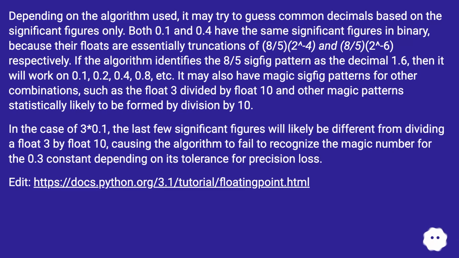In the case of 3*0.1, the last few significant figures will likely be different from dividing a float 3 by float 10, causing the algorithm to fail to recognize the magic number for the 0.3 constant depending on its tolerance for precision loss.